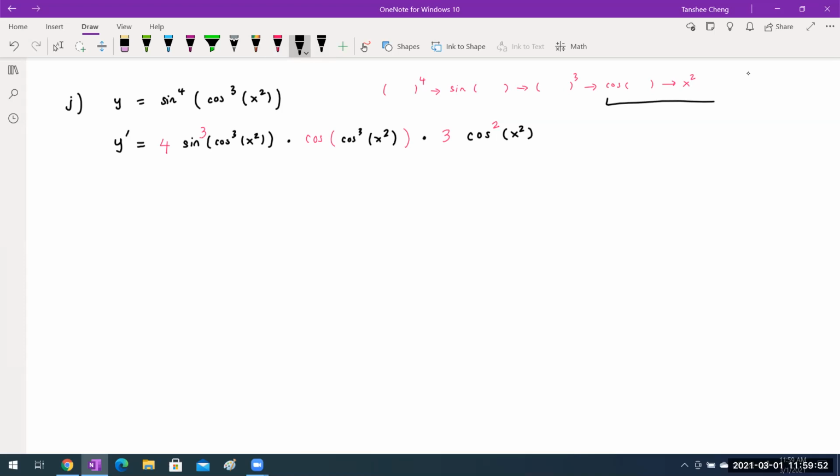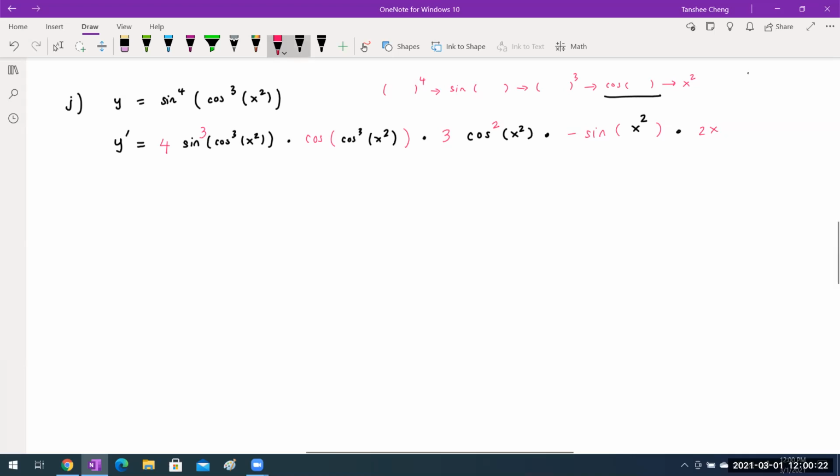And then times everything. And the next function will be the cosine function, and the derivative of cosine is negative sine. And then the inside function will be the same, which is x squared. And then times the derivative of the most inner function, which is 2x. And that's how long it is for taking the derivative of each part.